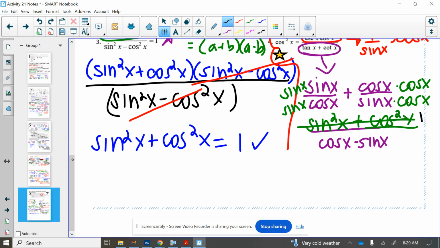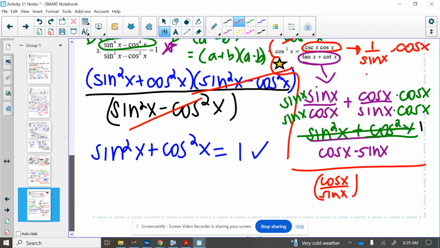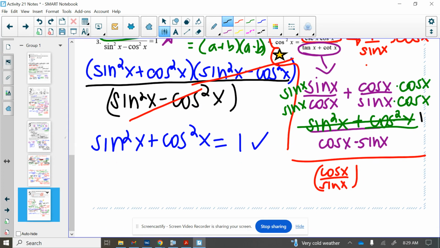So right now we have two things happening. We have a numerator of our fraction, which was 1 over sine times cosine, also known as cosine of x over sine of x. And then in the denominator, we have a whole separate thing. We have 1 over cosine of x times sine of x, after we individually looked at each piece.